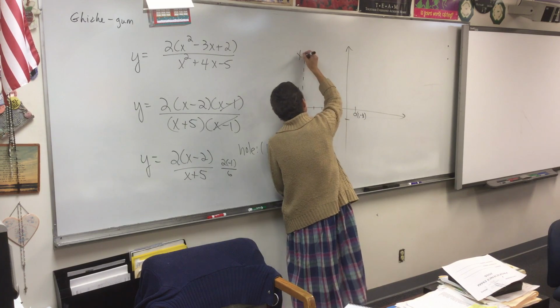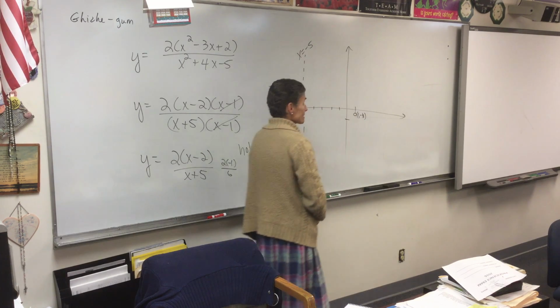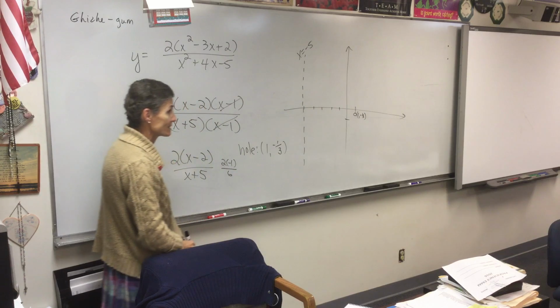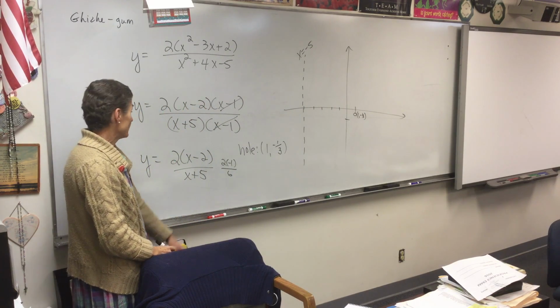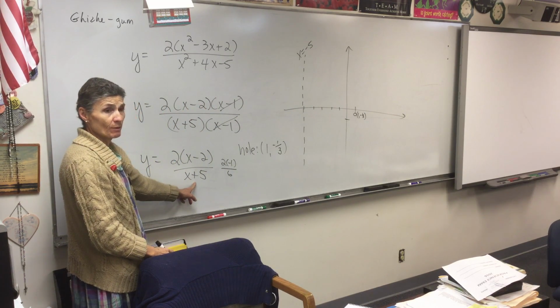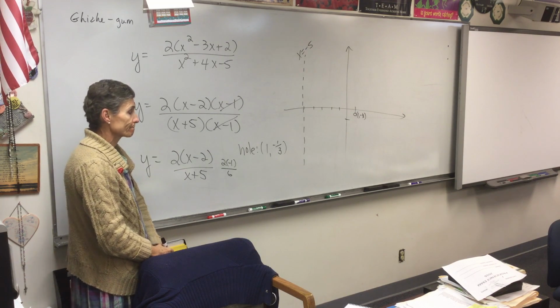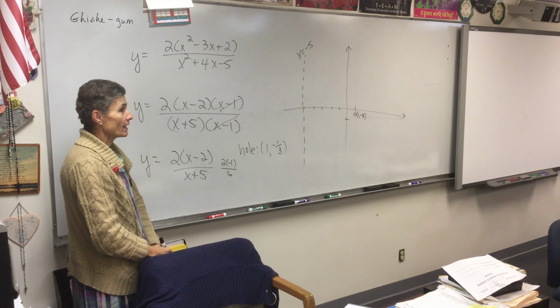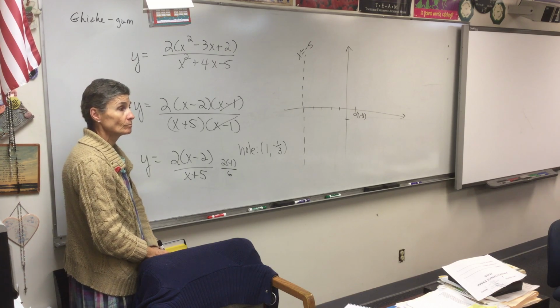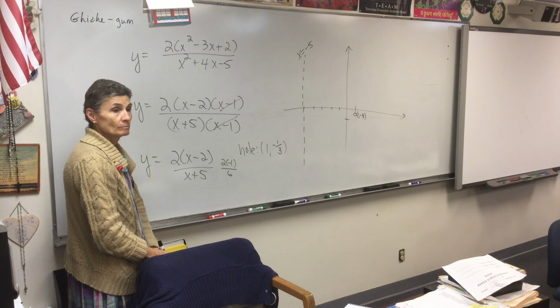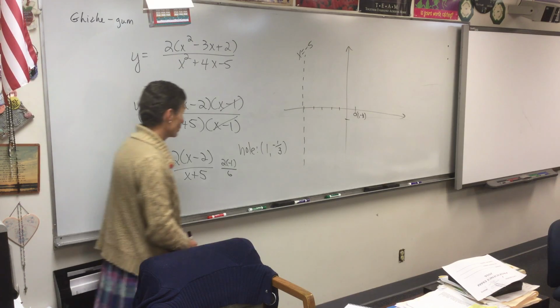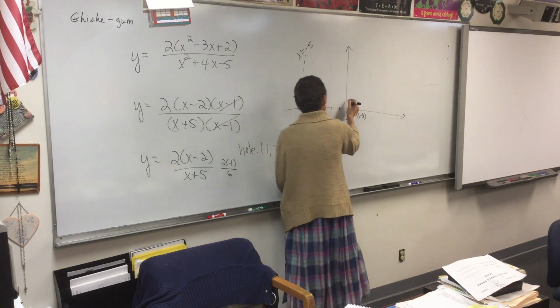Groupies, you just gotta remember vertical asymptotes come from whatever makes the denominator 0. And what makes the denominator 0? -5. Alrighty, what else? Horizontal asymptote is 2. I have a horizontal asymptote at 2.